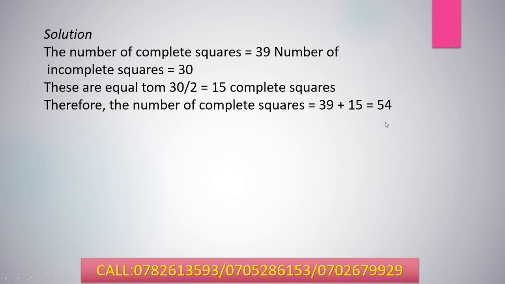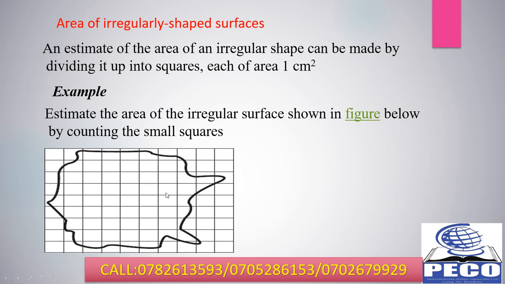So if I take you back to this, these are the full squares. 1 2 3 4 5, 1 2 3 4 5 6. So if I multiply this by this, I get 30. Then I go to the other one, 1 2 3 4, that's now 34, 1 2 3 4, 38, and there is one here which makes 39. So there are 39 complete squares.